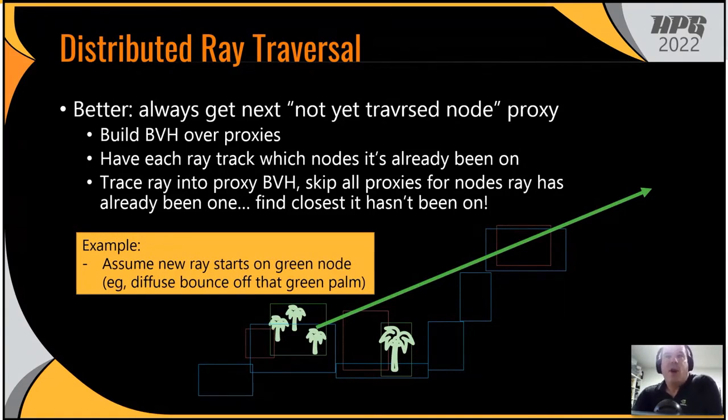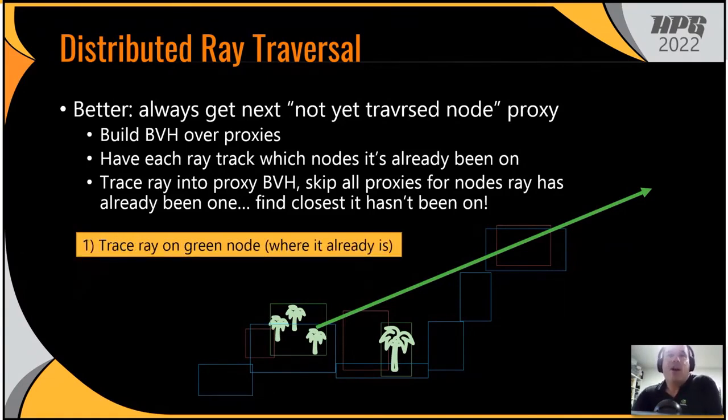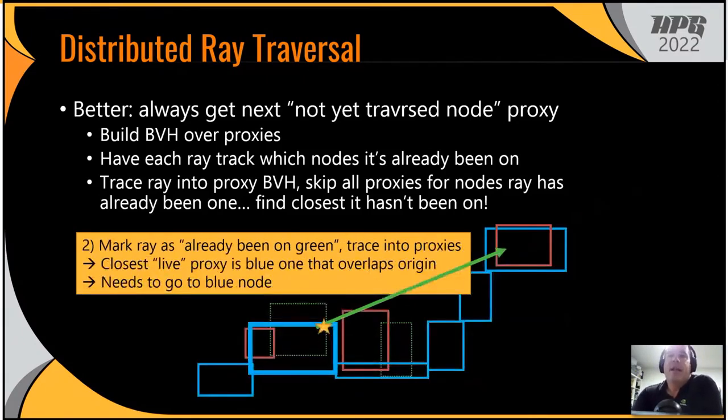So the first thing we obviously want to do is trace the ray on that green node. It doesn't matter what the first proxy is. We want to do it on this node because it's already there. Why would we send it anywhere else? Then after that, we mark the ray as "I've been on green," so basically disable the green boxes, trace into the proxies, and find the closest one. In this case, that's the blue one. It overlaps the same origin, and that's perfectly fine. It's the closest box, so we send it to the blue node.